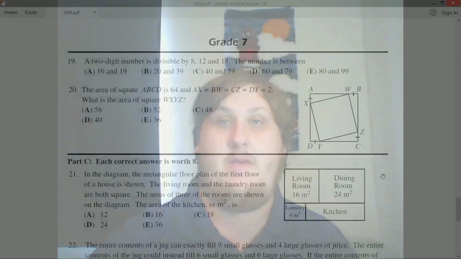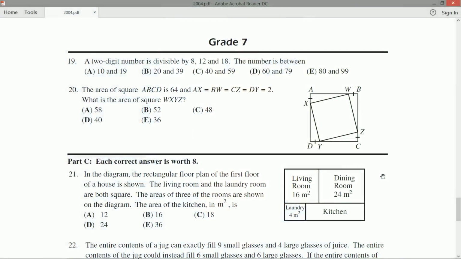Root Beer here with question number 20 on the grade 7 2004 Gauss paper. Hopefully you're as eager as I am to try this question. Hopefully you've already tried this question. That's the best thing to do: practice on your own, then come watch these videos or look up Waterloo's solutions.